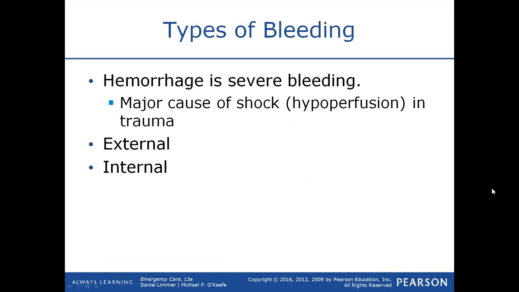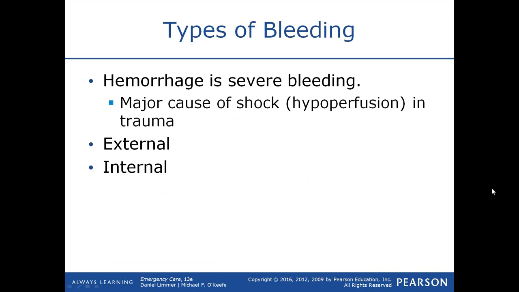Now, there's different types of bleeding, and it's important for us to determine when a person is bleeding whether we believe it to be severe. Hemorrhage, by definition, is severe bleeding, and if allowed to continue and blood is lost, you have no volume to circulate. You have no blood to flow to the organs, through the organs, and exit.